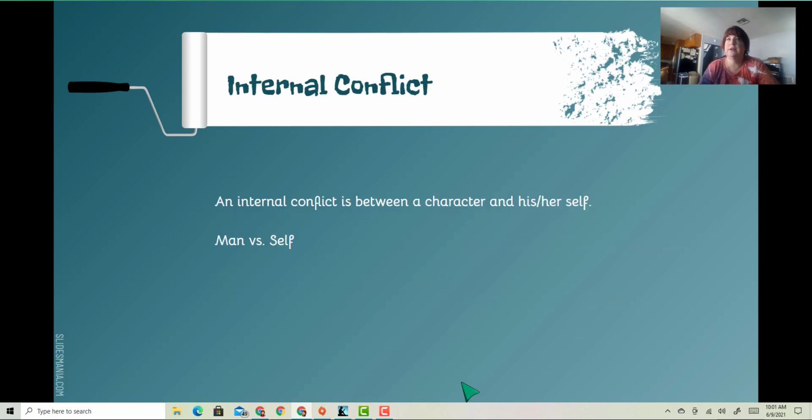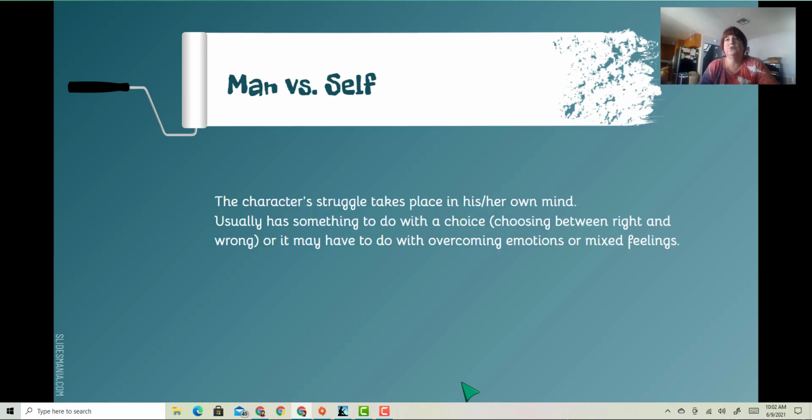The other type of conflict is internal conflict. An internal conflict is between a character and his or herself. So we call this man versus self. In man versus self, the character's struggle takes place in his or her own mind. It usually has something to do with a choice, whether they are choosing between right and wrong, or it may have to do with overcoming emotions or mixed feelings.